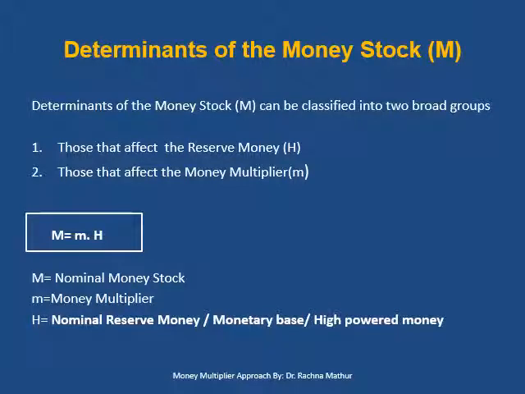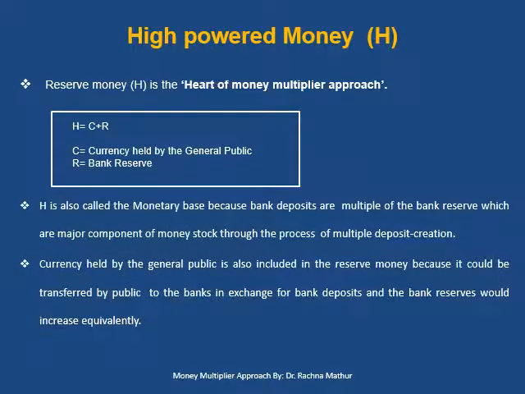So here we will see money stock determination with the money multiplier approach. Money stock can be classified into two broad groups. First, factors that affect the reserve money H, which is also called the high powered money, or the nominal reserve money, or the monetary base. Another group affects the money multiplier, small m. So the money stock is equal to m into H, that is, money multiplier into high powered money.